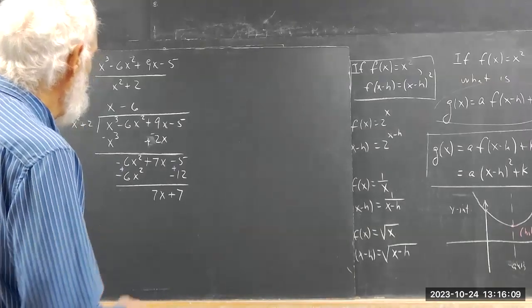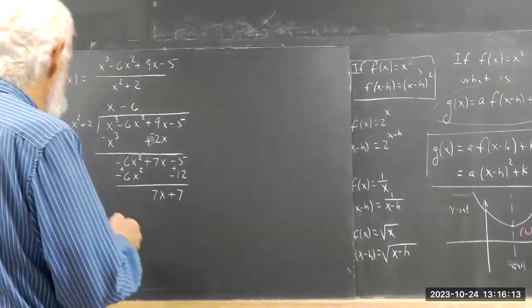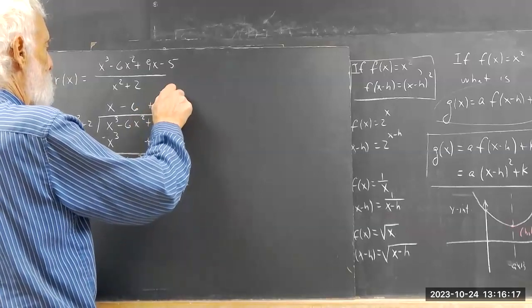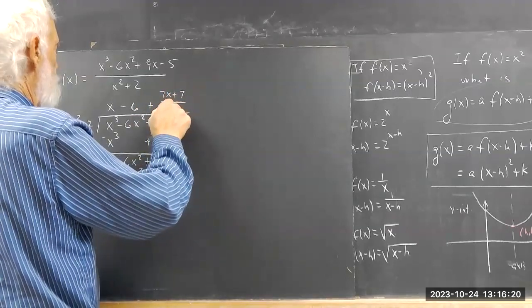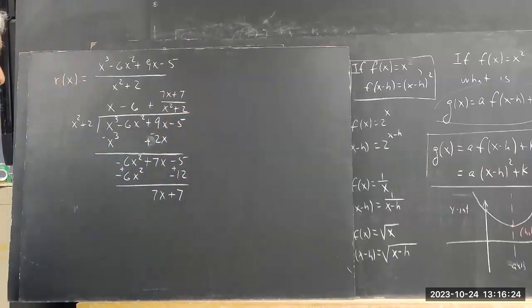Now, we could write that as a remainder, r equals 7x plus 7, or we could write that as plus this, 7x plus 7, divided by x squared plus 2.